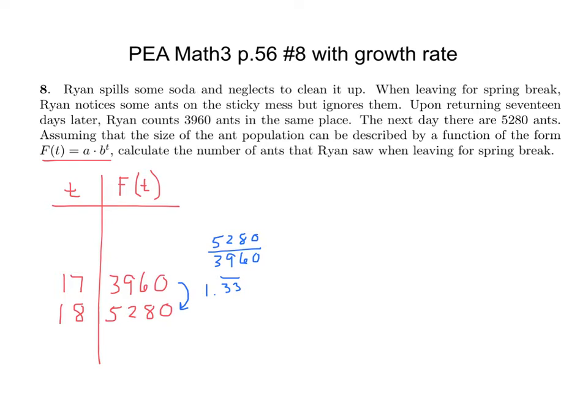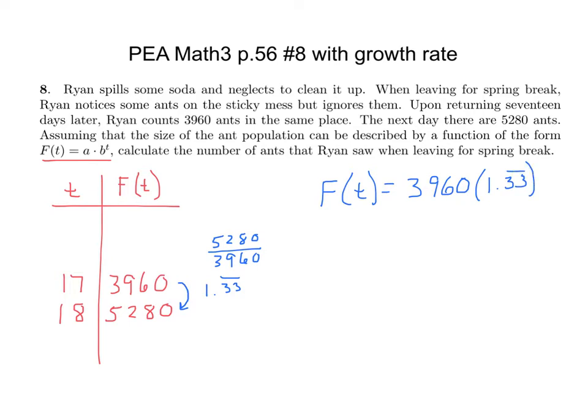Now, there's a couple ways that we can write this function. This one's kind of tricky because we're talking all the way about day 17. It doesn't say you have to have your starting time or day 1 or day 2 or day 0 in your equation. So what I would do is say f of t, and I would start at 3,960. I know my growth rate is 1.33 repeating.